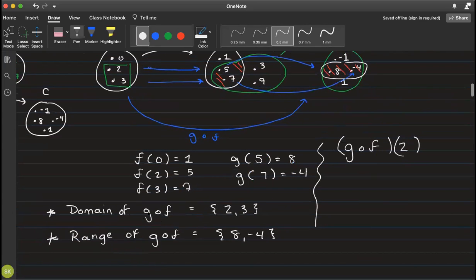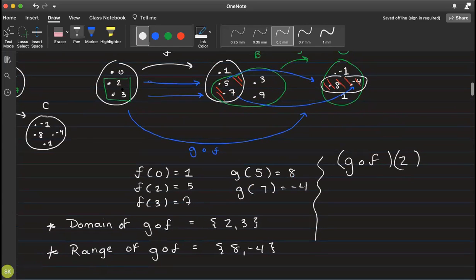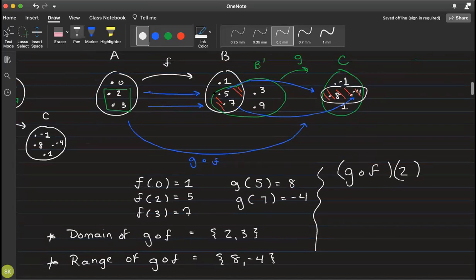So this is how we can check the domain and the range. So what happens, let's go through this. 2 was sent to 5, and 5 was sent to 8. So G composed of F takes 2 to 8. So it's like skipping this middle step. 3 was sent to 7, and 7 was sent to -4. So G composed of F of 3 is -4.